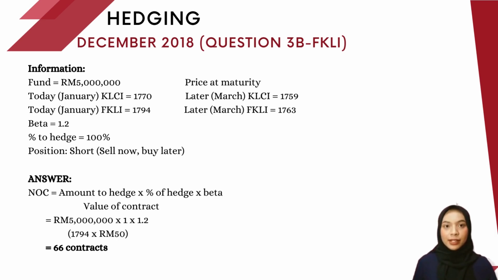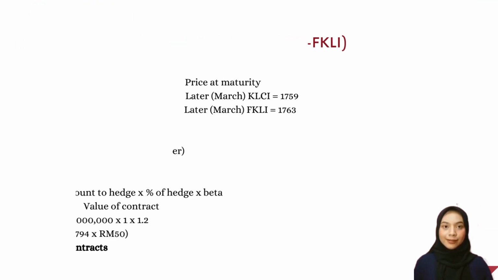As can be seen, the price at maturity shows a bearish signal, where the hedger is advised to take a short position, which means to sell the FKLI March contracts now and then buy them later. To calculate the number of contracts, the formula is amount to hedge times the percentage of hedge times the beta. Since the question didn't mention the percentage of hedging, we assume 100% amount to hedge. So the answer is 66 contracts.